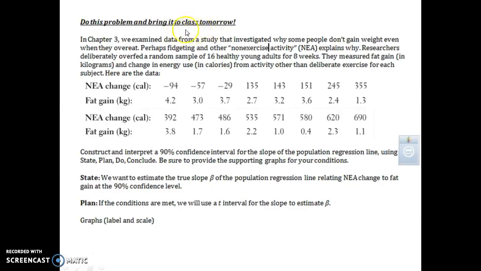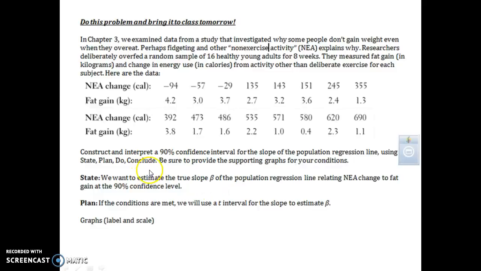Okay, so this is the problem that you're going to do tonight. You're going to bring it to class. So I just kind of want to walk you through a couple different things. Here we have NEA change, which is going to be our explanatory variable, and it's in calories. And fat gain is our response variable, and it's in kilograms. So be careful when you're entering your data. All of these values here are your x's, and then you have to skip down about 2 lines, and those are the rest of your x's. So there's every x-y pair here, and just make sure you enter all of the first row and all of the third row as your x's, and all of the second row and all of the fourth row as your y values.